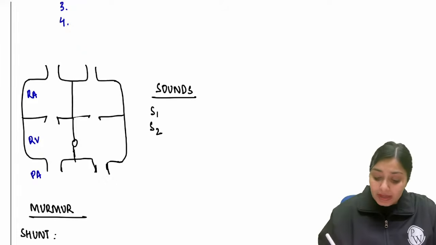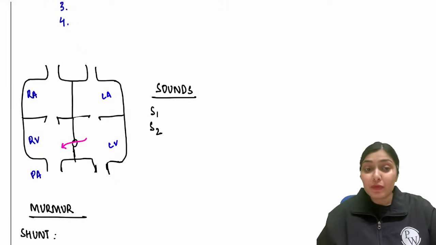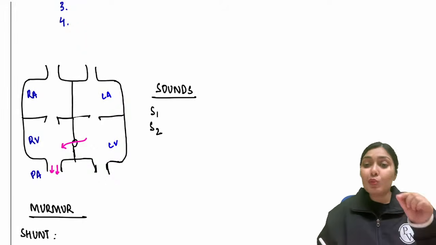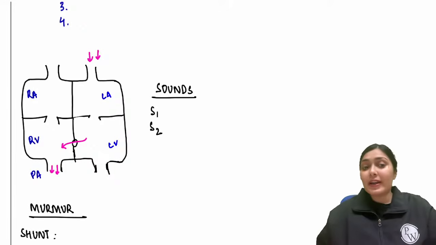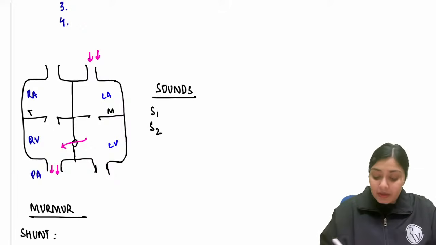So what happens as a result of this defect? Some amount of the oxygenated blood will go to the right side. So my pulmonary artery will receive a little more blood. So a little more blood will be over here as well. Right? This is the mitral valve. This is the tricuspid valve.